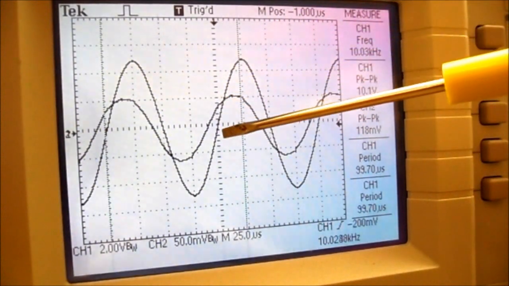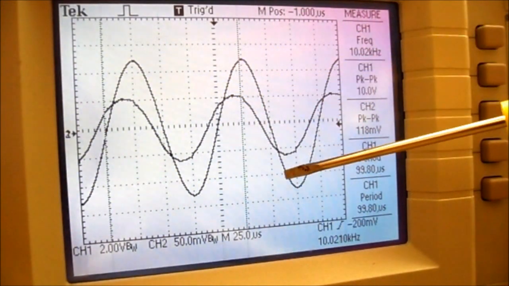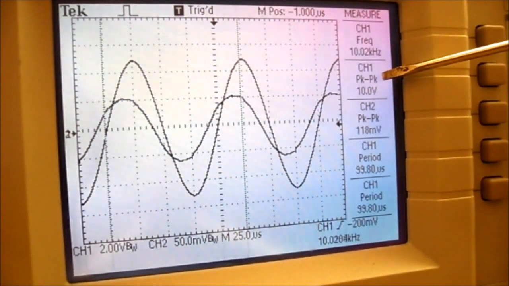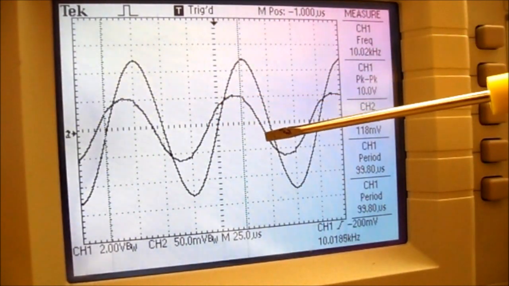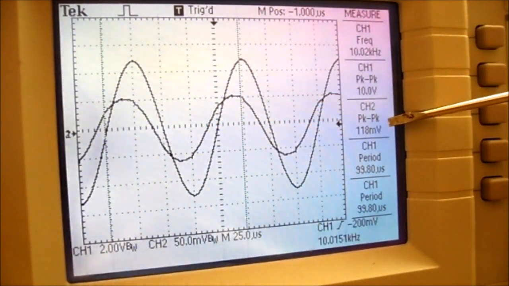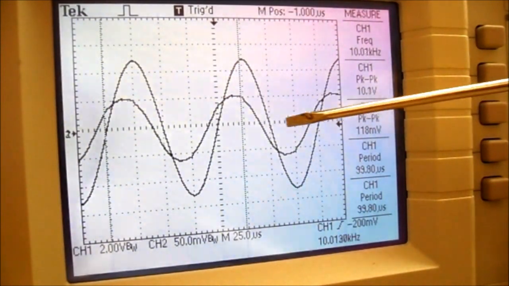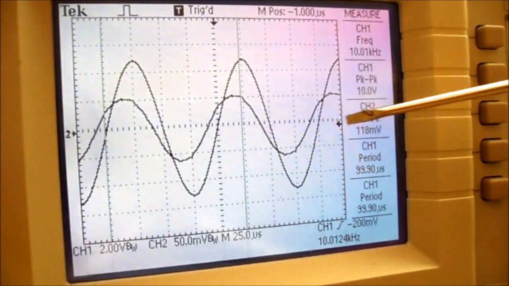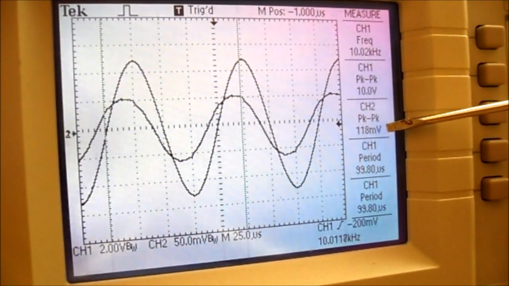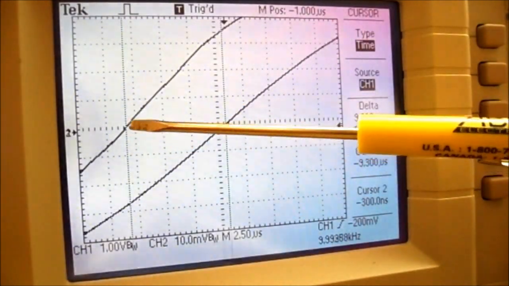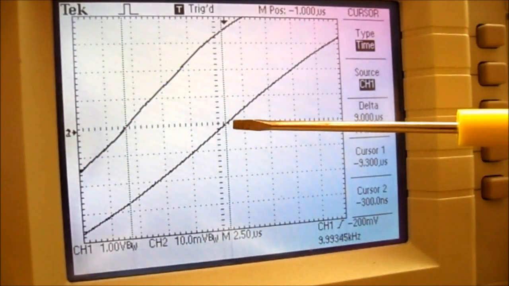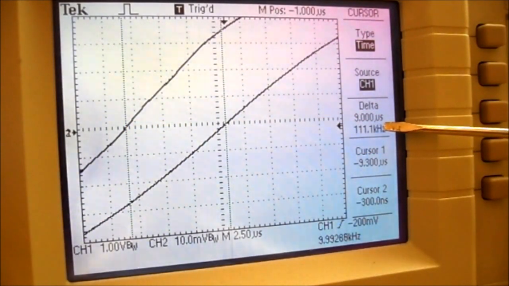Okay, so over here on my oscilloscope you can see that this is channel 1, and channel 1 is coming in at 10 volts peak to peak at 10 kilohertz. So this is channel 2, and you'll notice channel 2 is showing up as 118 millivolts, and it happens to be leading. So the 118 millivolts needs to be divided by the 10 ohm resistor, and that comes out to 11.8 milliamps. So to get the phase angle, I've got my 2 cursor lines set up, and you can see my delta is 9 microseconds.